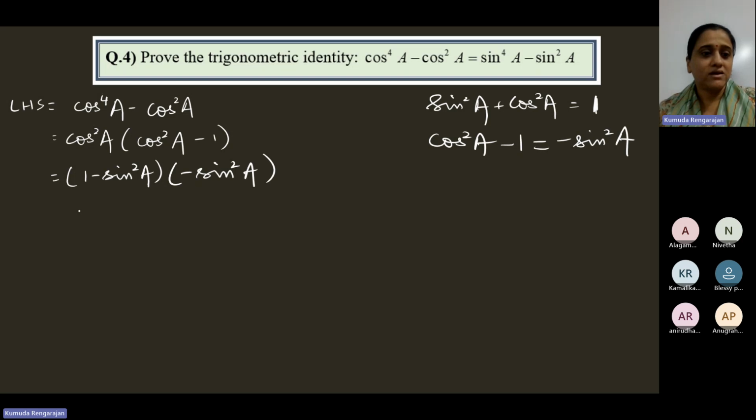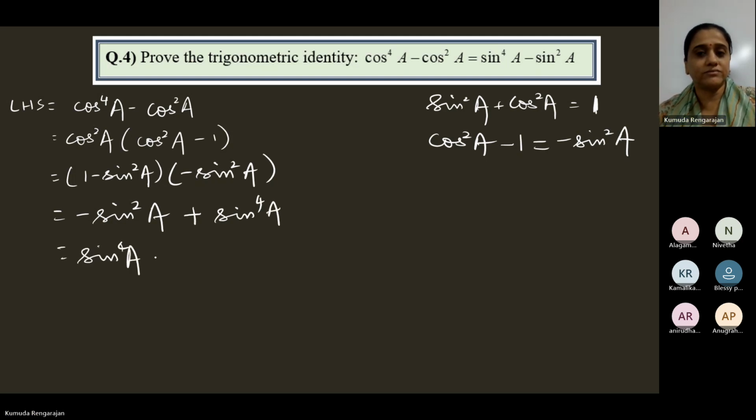Minus sin square A. Now multiply. Multiply, open the brackets. So minus sin square A into 1, you'll have to multiply, minus sin square A into 1, minus sin square A. Then minus sin square A into minus sin square A. Minus into minus plus. Sin square A into sin square A is sin A to the power 4. Now, just write it in this order, which is the RHS. Write down.